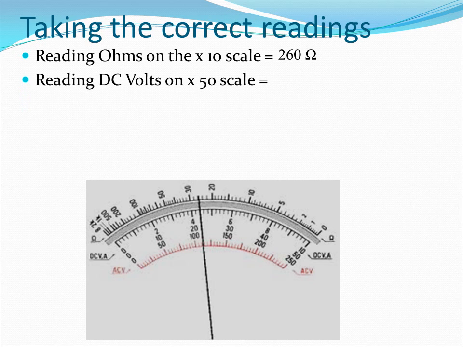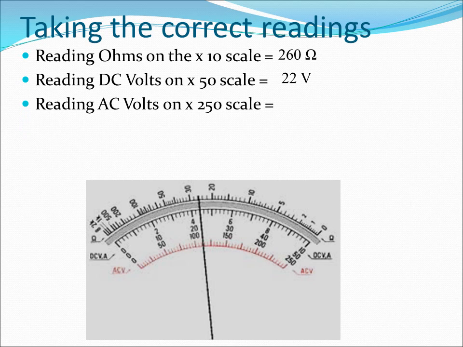Using the same needle position, get the DC volts reading for the ×50 scale. Stop the video. The correct reading is 22 volts on the ×50 scale. Get the AC voltage on the ×250 scale. Stop video. The correct reading is 110.5 volts on the 250 scale on the bottom display.